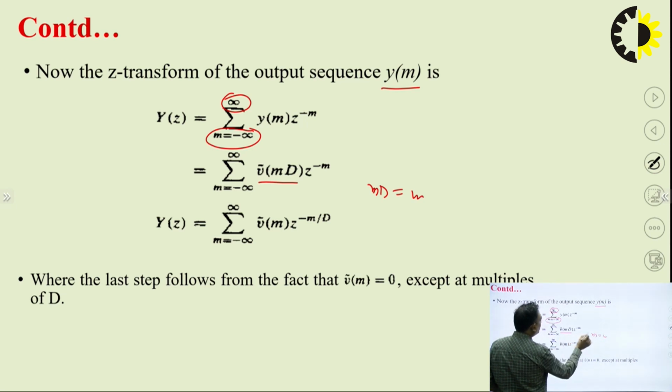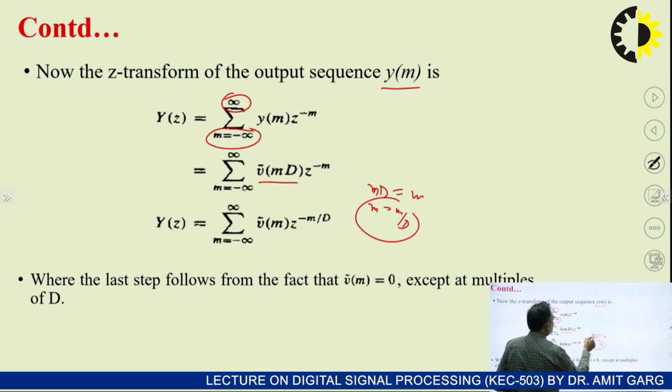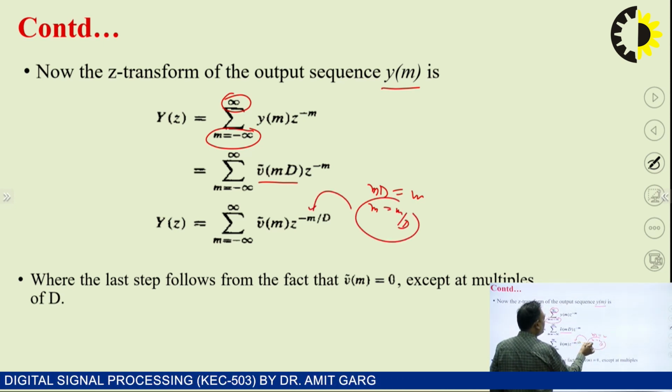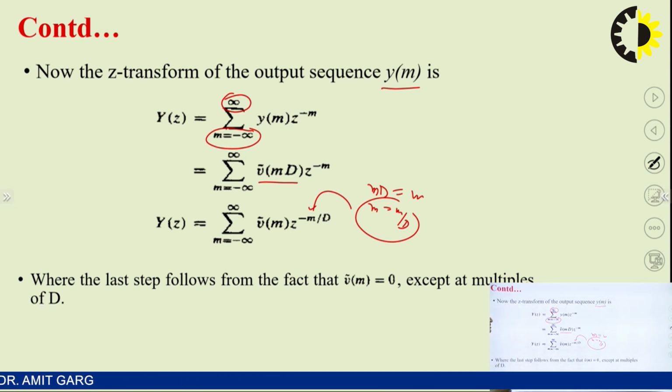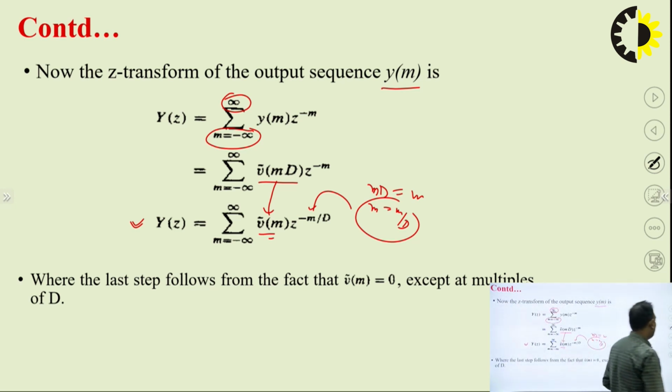Now we can also write, let us suppose small md will be equal to capital M. So if md equals M, then m will be equal to M by d. So if we want to replace it, then we have to write z to the power minus M by d, if we are writing vmd equals this. Okay, where the last step follows from the fact that v cap m equals 0 except at multiples of d. Okay, so this is Y(z) basically. So Y(z) is the z transform of the sequence ym, or the output.